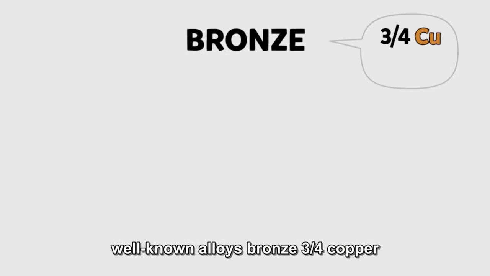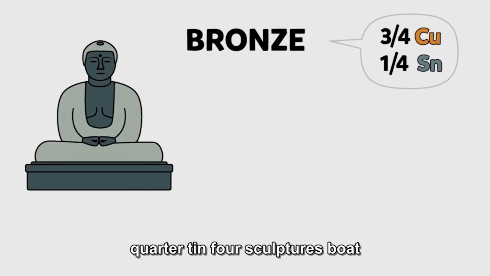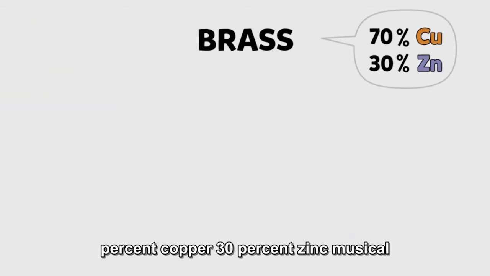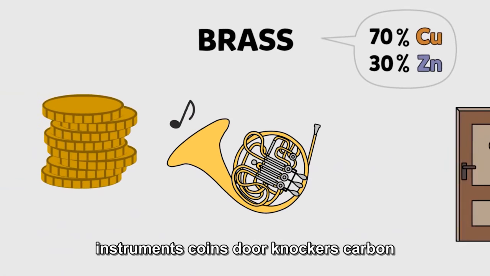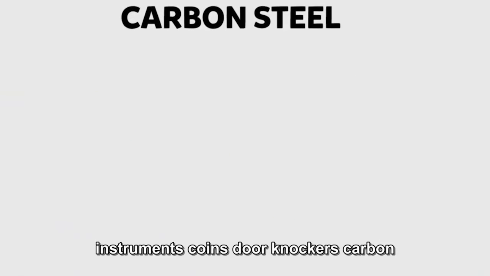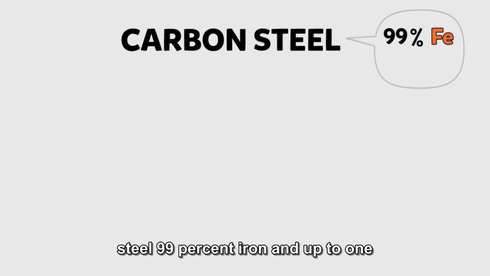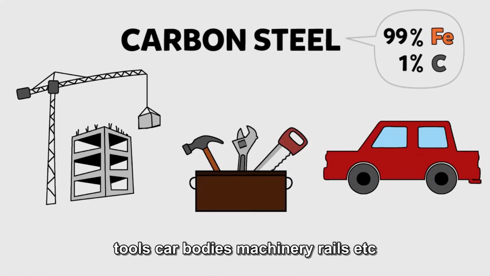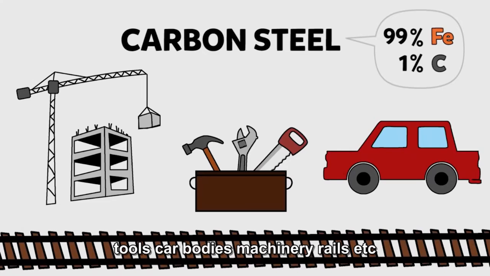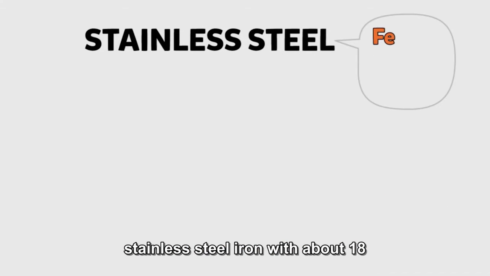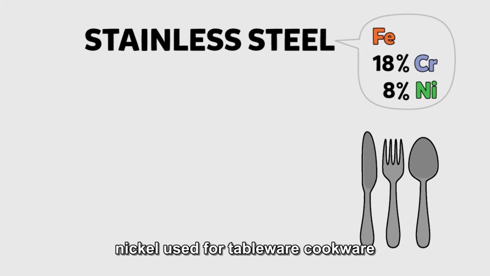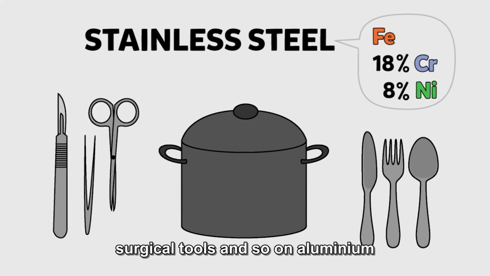Bronze, three quarters copper, a quarter tin, for sculptures, boat hardware, screws and grillwork. Brass, 70% copper, 30% zinc, musical instruments, coins, door knockers. Carbon steel, 99% iron and up to 1% carbon, for building construction, tools, car bodies, machinery, rails, etc. Stainless steel, iron with about 18% chromium and 8% nickel, used for tableware, cookware, surgical tools and so on.